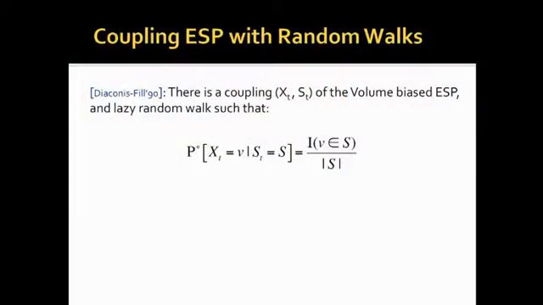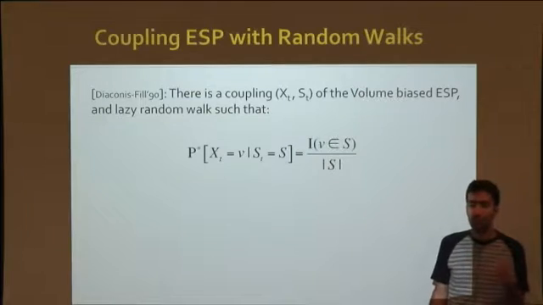OK. So let me tell you the close connection. As I said, there's a close connection between this process and the random walk process. In fact, Diaconis and Fill first studied this process in order to compute the mixing time of random walks. Okay? So in their paper, they prove a very nice coupling between this process and the lazy random walk. They define this coupling (Xt, St) that has the following properties. First of all, Xt is always inside St. So the random walk is always inside the set. And moreover, conditional on St being some particular set S, the random walk is uniformly distributed in that set.